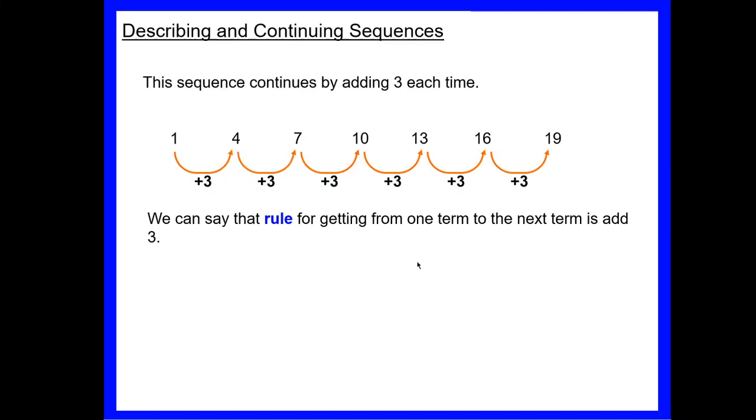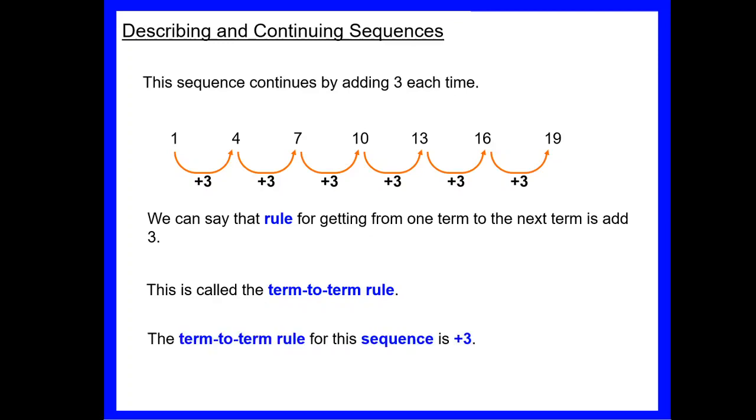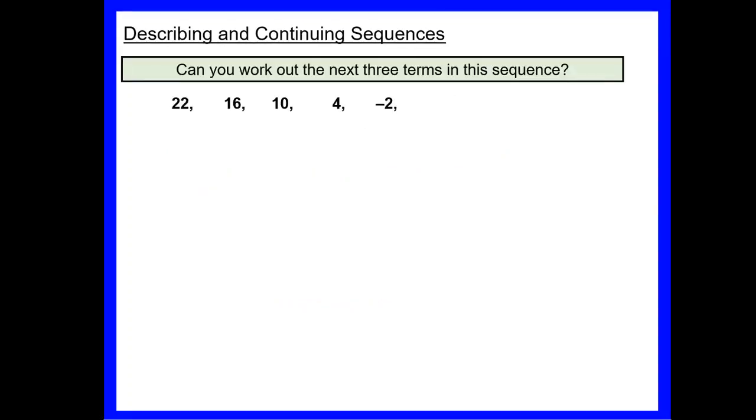So where we have a sequence that doesn't have its own special name, we can describe it by saying the rule to get from one number to the next number. So that's called the term-to-term rule, how to get from one term to the next one. So as long as I know a term and the rule, I can find the next term. So we would say, again, for this sequence, it's add 3 or plus 3. Here we've got another sequence. Just take a second, see if you can work out the next 3 terms.